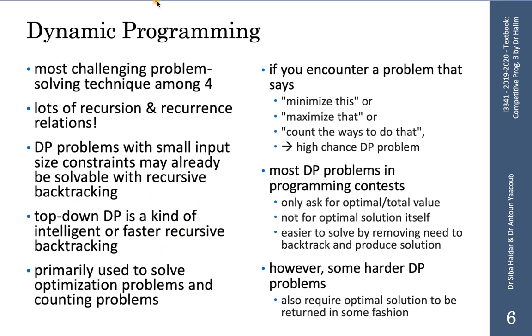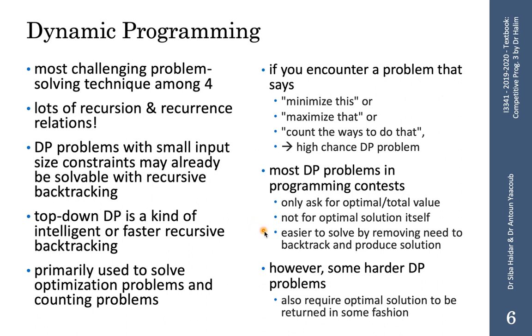Why do we use dynamic programming? We use dynamic programming to solve optimization problems and counting problems. For example, whenever you see a problem that says minimize this, maximize that, or count the ways to do that, there is a high chance that this is a DP problem. Most DP problems in programming contests only ask for the optimal total value and not for the optimal solution itself.